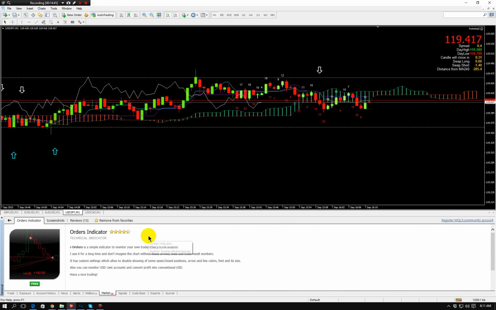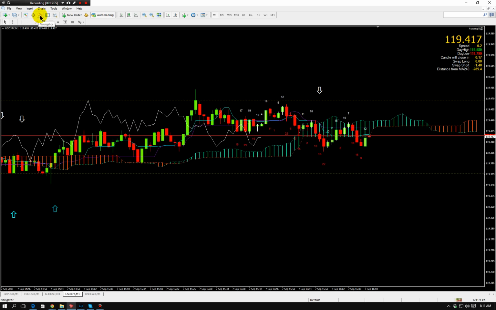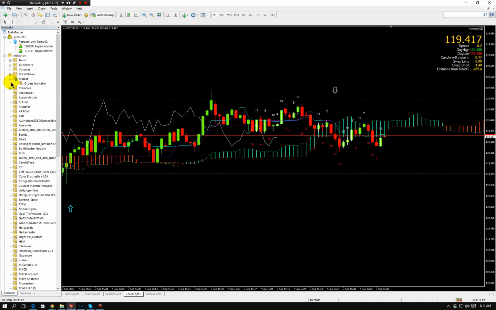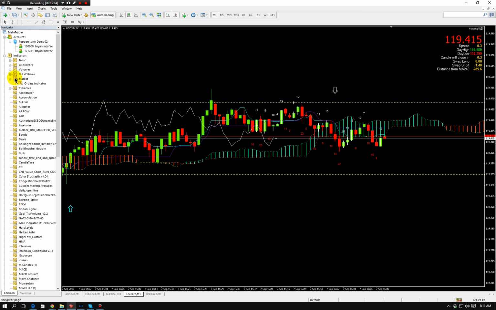Once you've registered, you'll have a download button at the top right of your terminal window. Not this window down here. I'm going to click a couple times because on Bandicam it will show where I'm clicking. You have a download button here. Just download it and it will appear then. If you go to Navigator, that's the little button up here, it will appear in Market, Orders Indicator. It will not appear in your normal file. It's going to be in Market. It's free. Grab it. It's great.